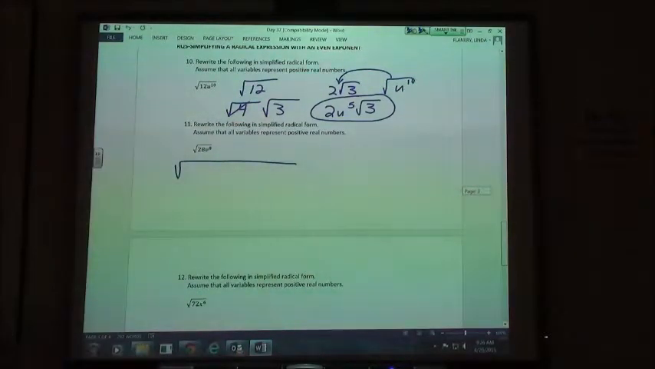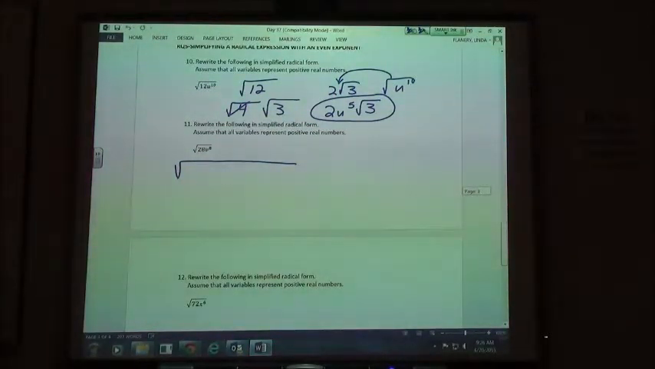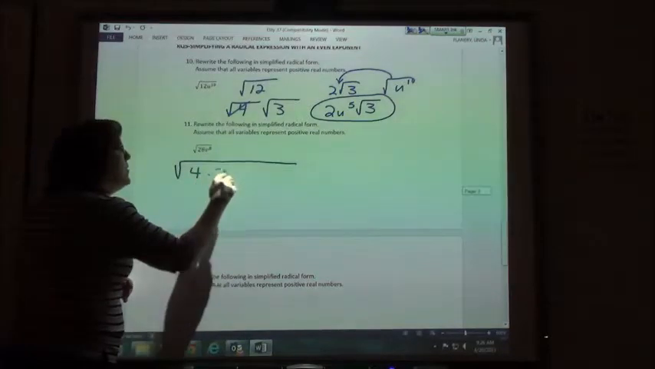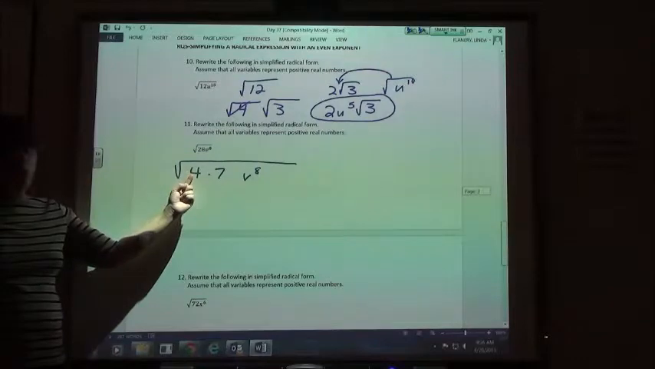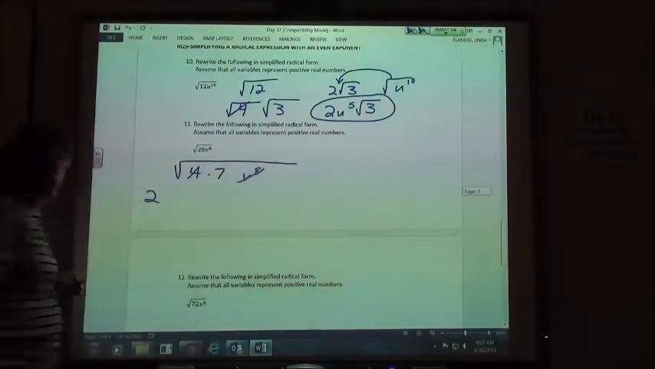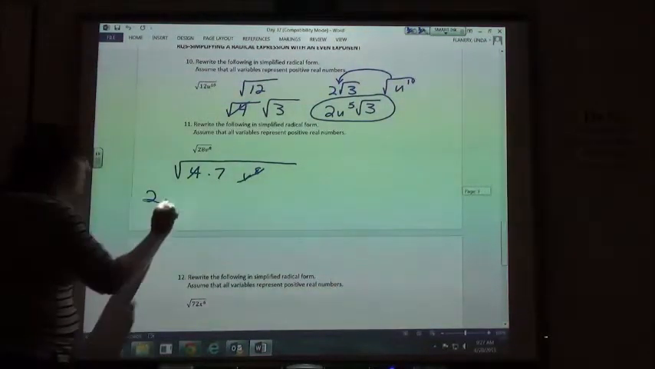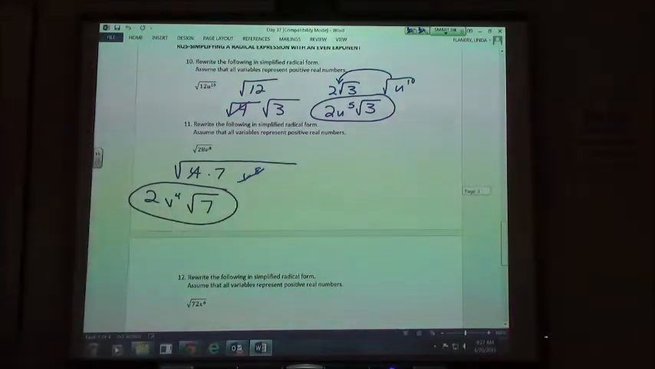So I'll just make one big square root and I'll factor it out that way. 28. What's the biggest perfect square that divides evenly into 28? Four. So 4 and 7. So I have 4 and 7, and then I still have the v to the 8th power. Taking out my perfect squares, the square root of 4 is 2. The square root of v to the 8th would be v to the 4th, and then that square root of 7 is going to stay on the end because I can't simplify the square root of 7. So 2v to the 4th times the square root of 7.